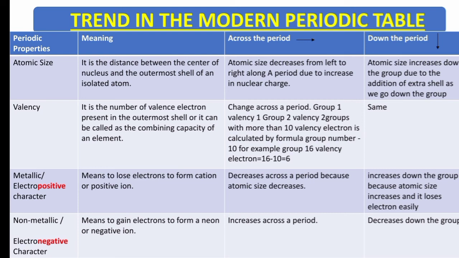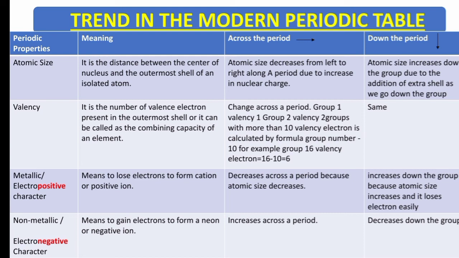Or in simple words, we can say that it is a combining capacity of an element. Now what happens across the period and down the group to this valency? Now changes across the period. For group 1 and 2, the valency is 1 for group number 1, and for 2 it is 2.